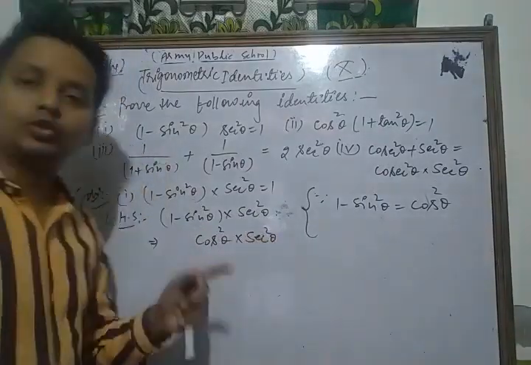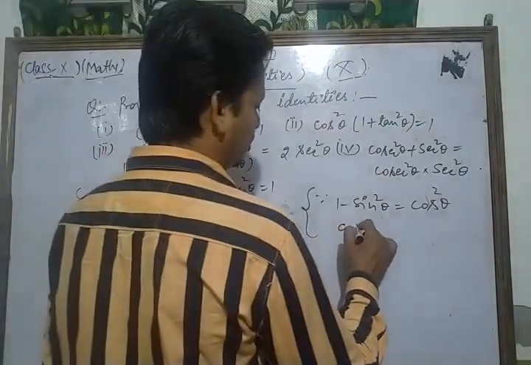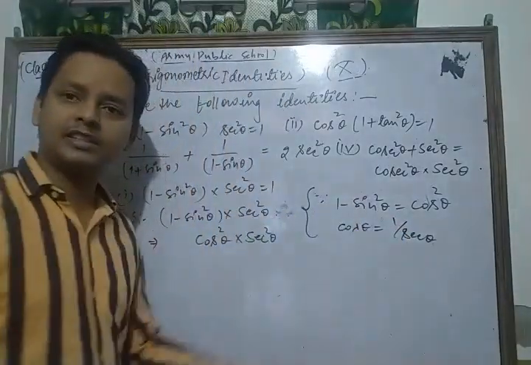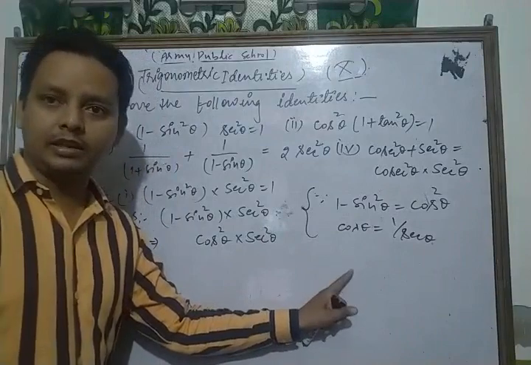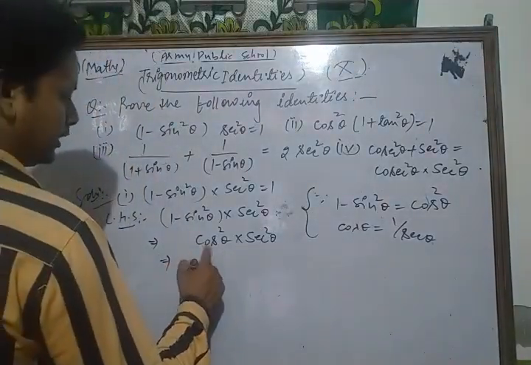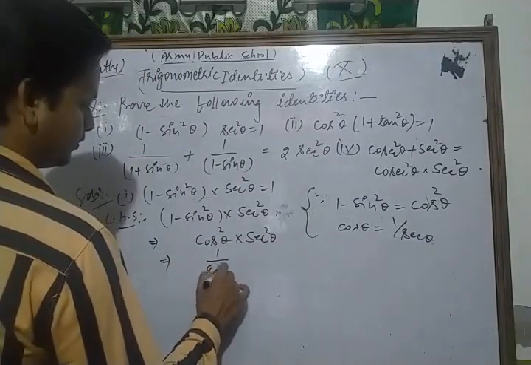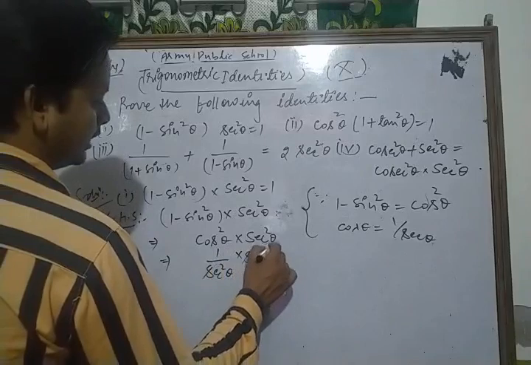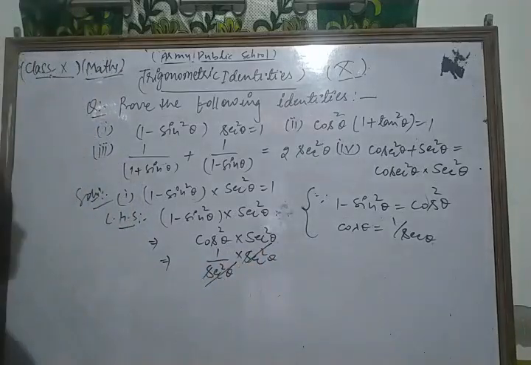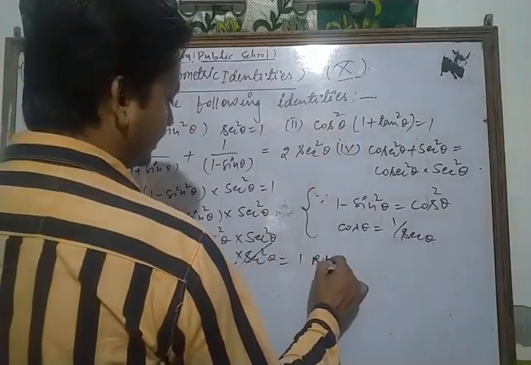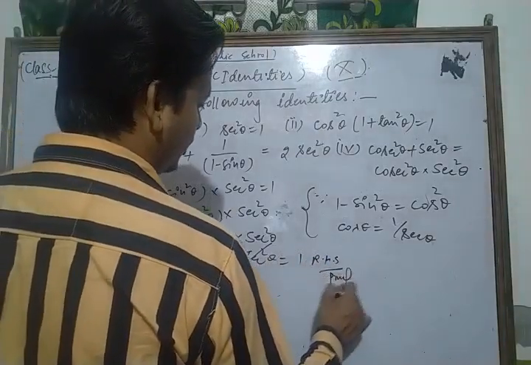And you also know that cos theta is equal to 1 upon sec theta. This is also discussed in previous classes. So we can write cos square theta as 1 upon sec square theta, and sec square theta as it is. Sec square theta cancel to each other. So we get 1. This is your RHS. Hence proved.